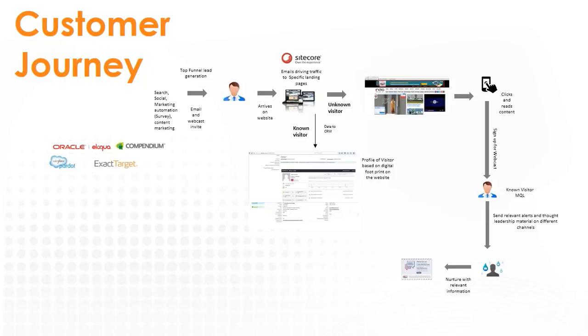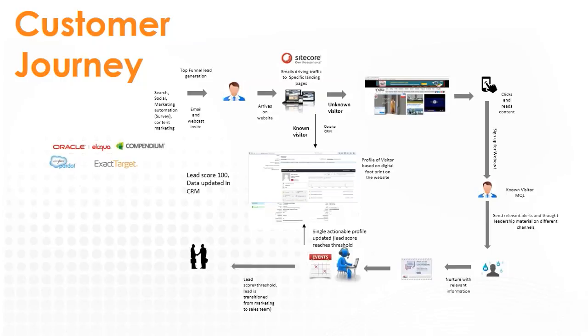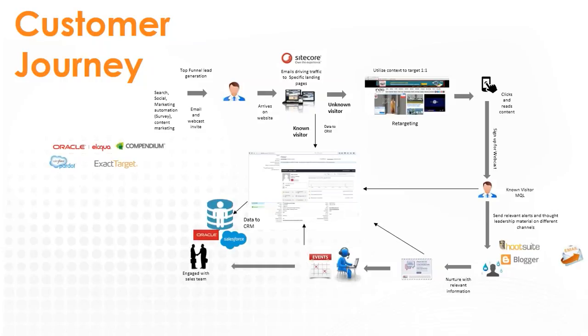And let's say they reach a point where they are ready to, let's say, participate in an event. Again, the lead score is updated, and once it reaches a certain threshold, the lead is transitioned from marketing to sales. Then the prospect hopefully engages the sales team, and then the sales cycle takes over. So this is just one example of a customer journey.